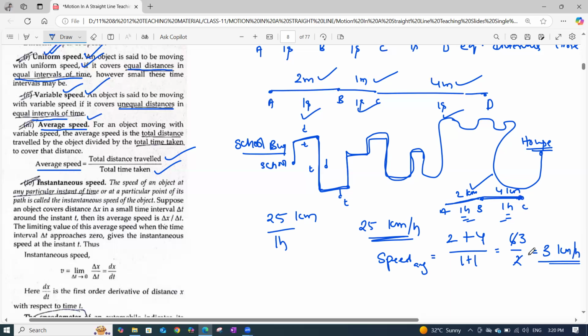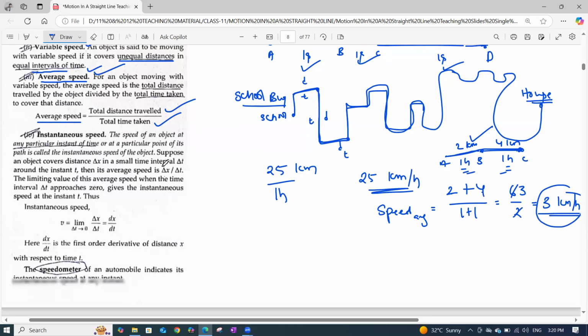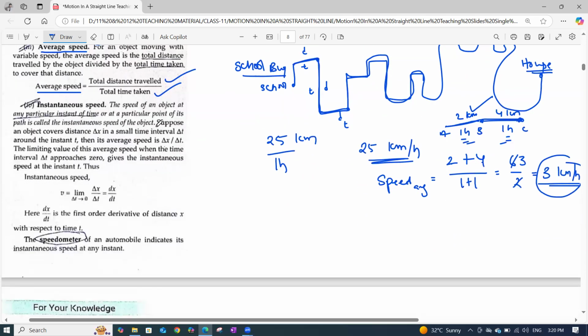So that you will reach with the speed of 3 kilometer per hour. Like that, you can take average speed. So average speed is total distance traveled by a body upon total time taken by a body. Now, instantaneous speed. What is meant by instantaneous speed? It is very simple. Speed of an object at any particular instant of time.